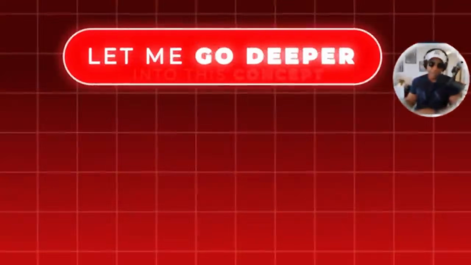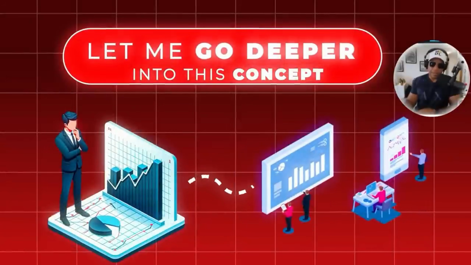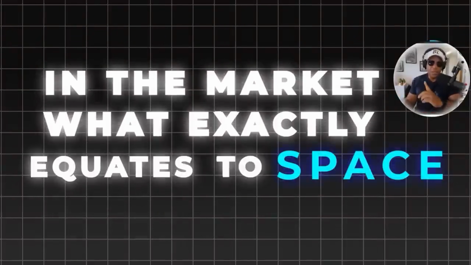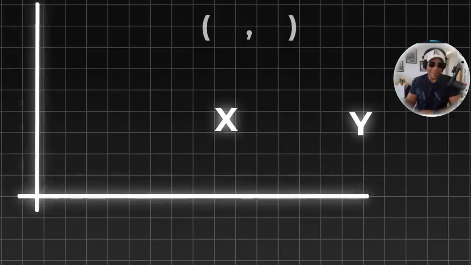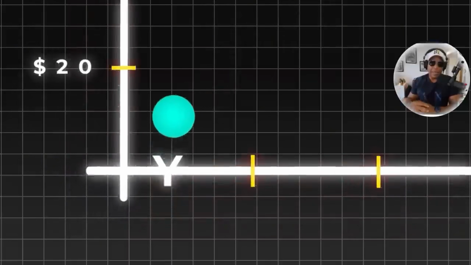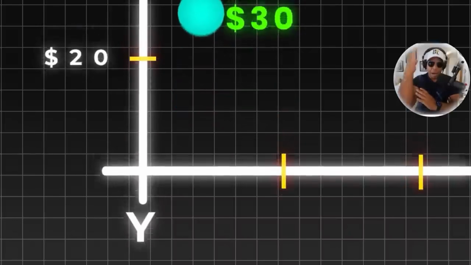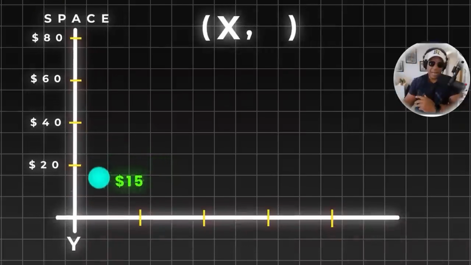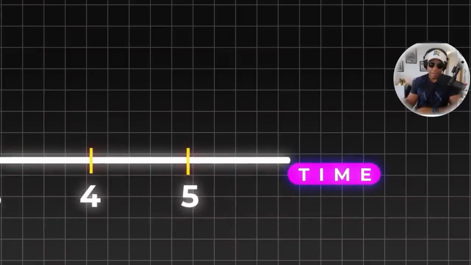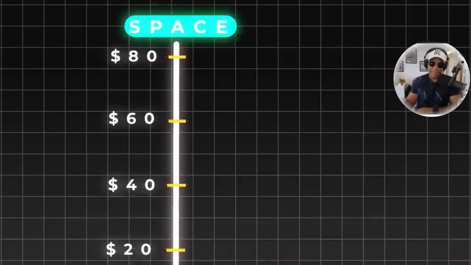Now, let me go a little bit deeper into this concept before we go to charts, all right? In the market, what exactly equates to space? Well, we have two axes in the market, right? There is the price axis, and it runs the gamut up and down. That axis is what I consider to be space. Up and down is space. Time is the horizontal axis, okay? So we have the time axis here, and we have the space axis here.